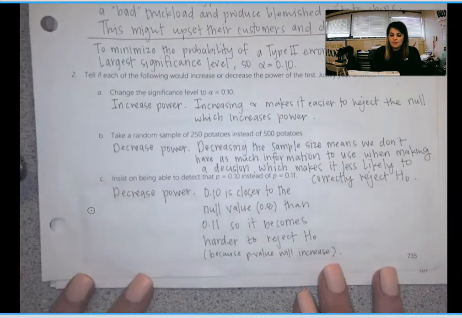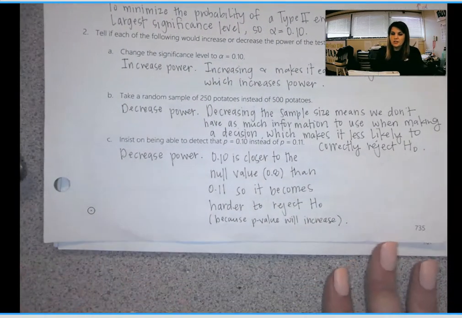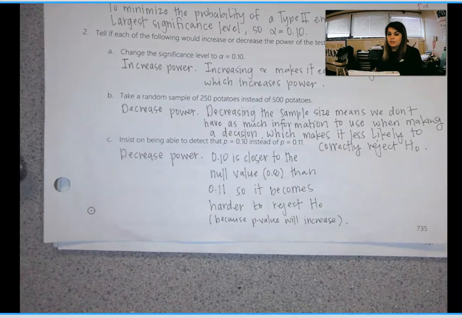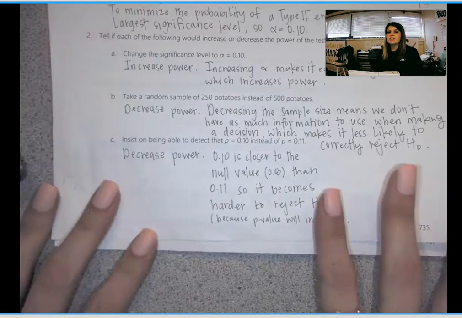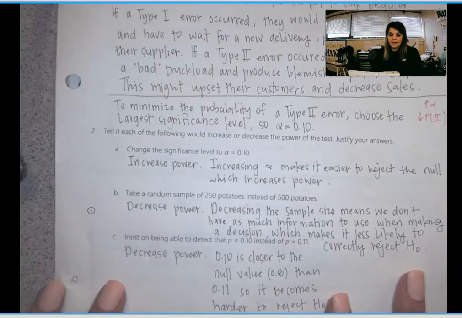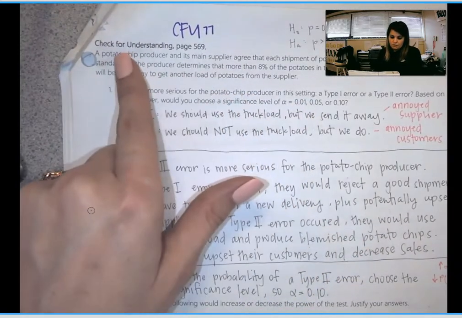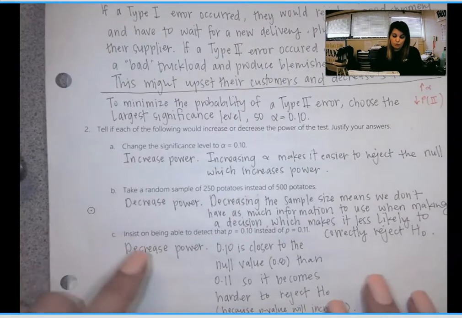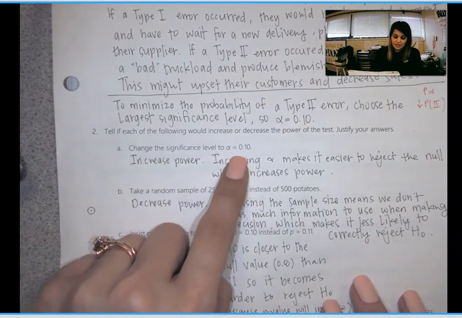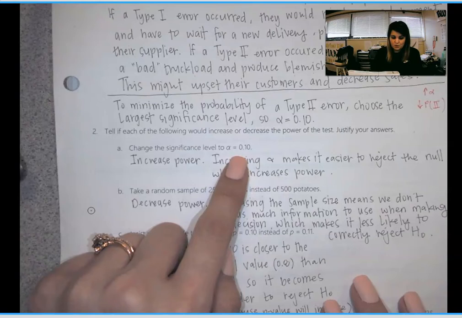Okay, tell if each of the following would increase or decrease power. We've done something similar to this in the last solution video. This is just in context of our potato problem, and it really is good to try as many of these as possible. So, we changed the significance level from 5 to 10. Because up here, oh, they don't tell us. So, change the significance level to 10%. Well, I'm assuming then it was less than 10%.